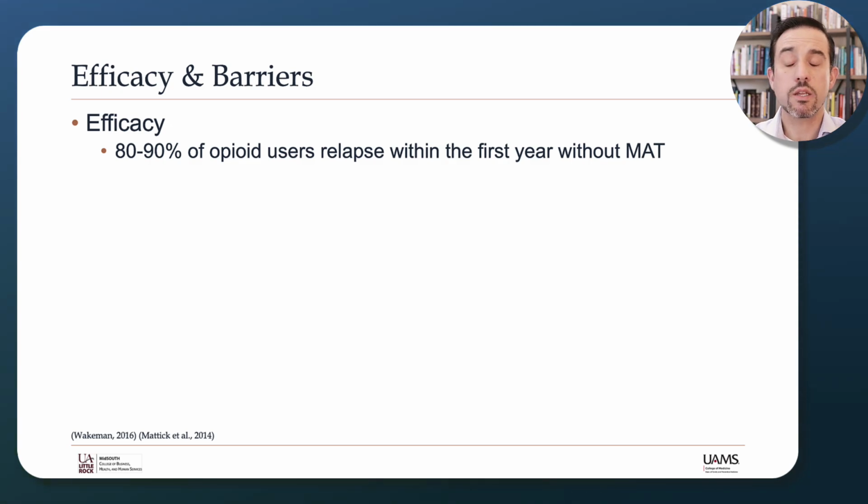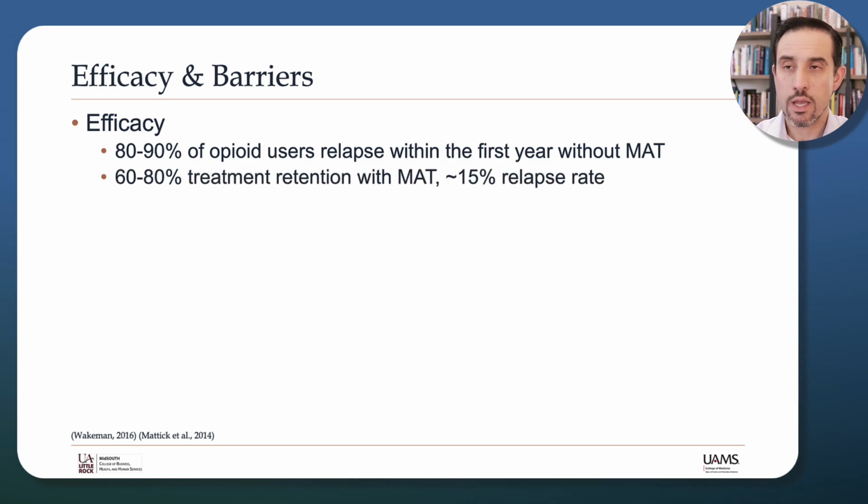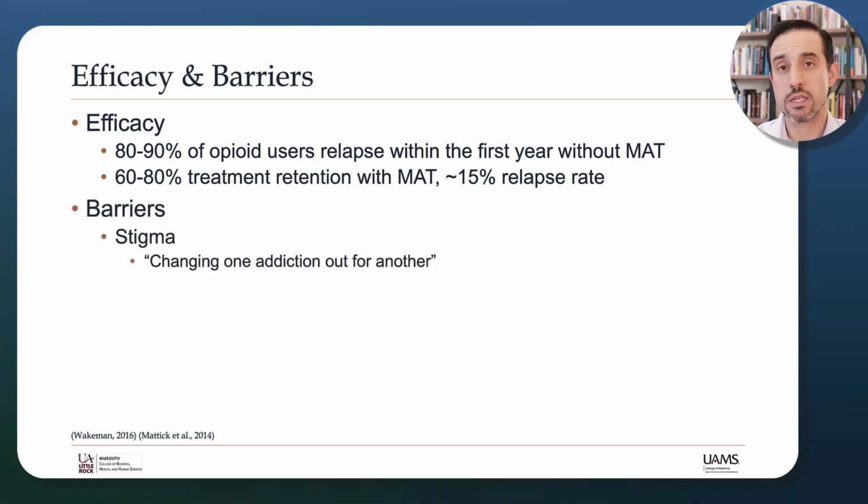There are some studies that show that without medications for addiction treatment, MOUDs, 80 to 90% of opioid users will relapse within the first year, which is a very high amount. So with these medications, you've got 60 to 80% treatment retention and about a 15% rate of going back to use within the first year. So dramatically more effective, which is why it's always worthwhile to have that available as an option when possible to patients. They may not accept it, but it's good to have it there.